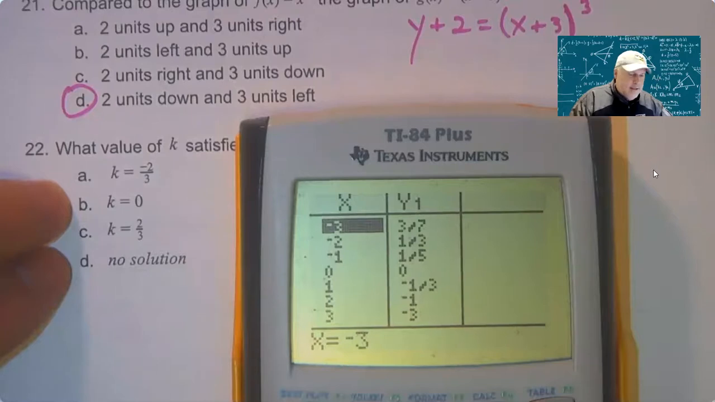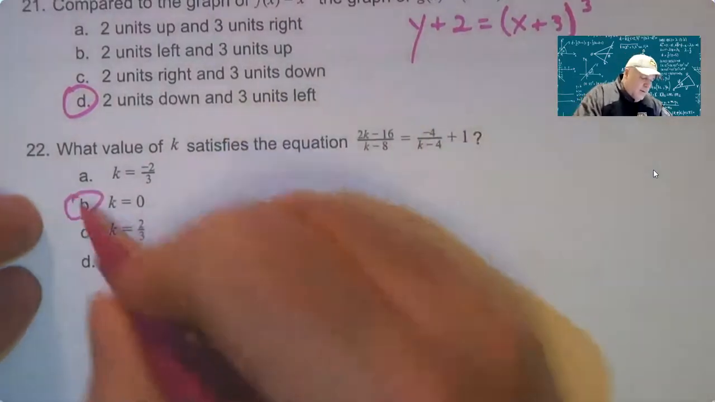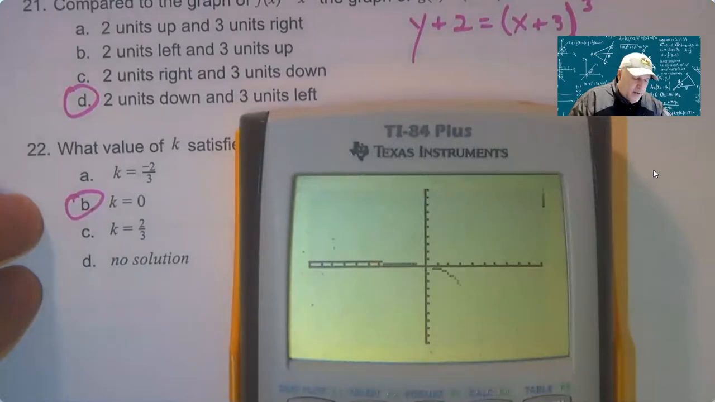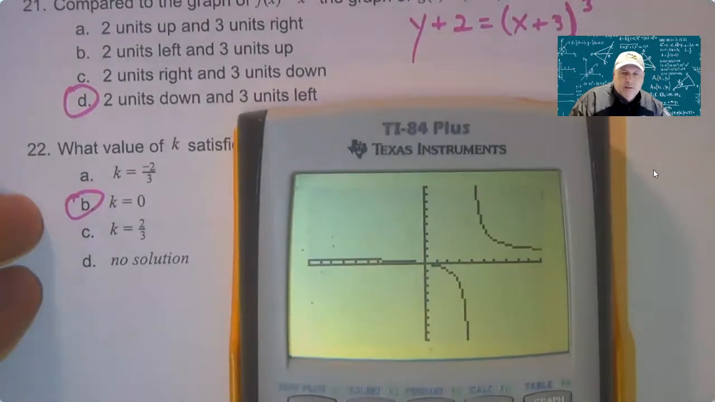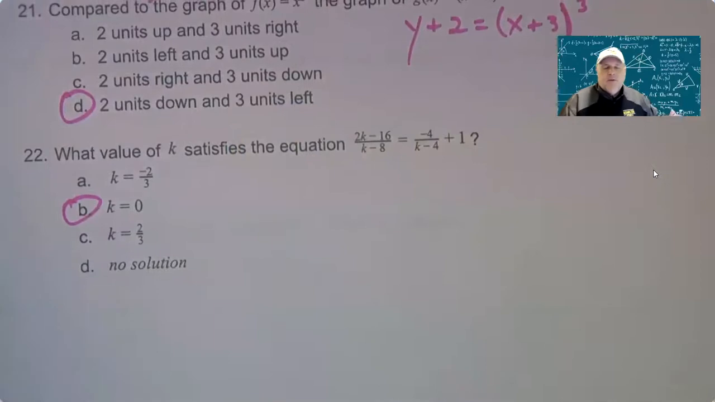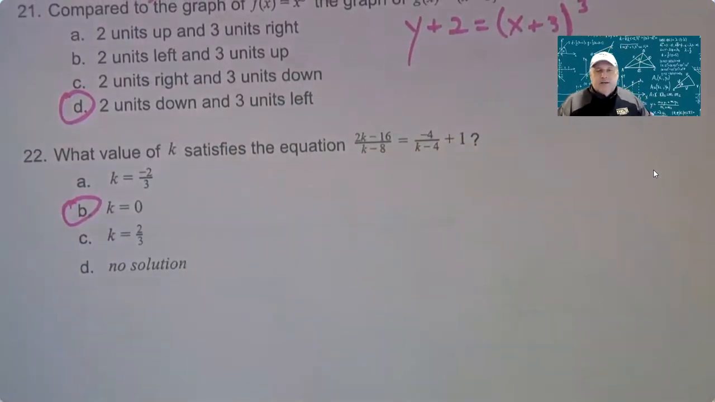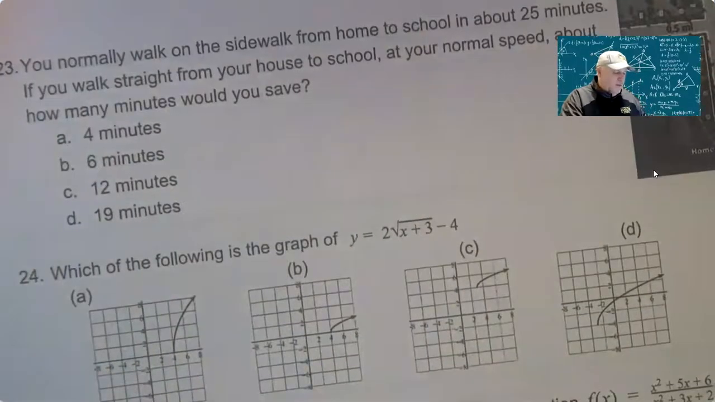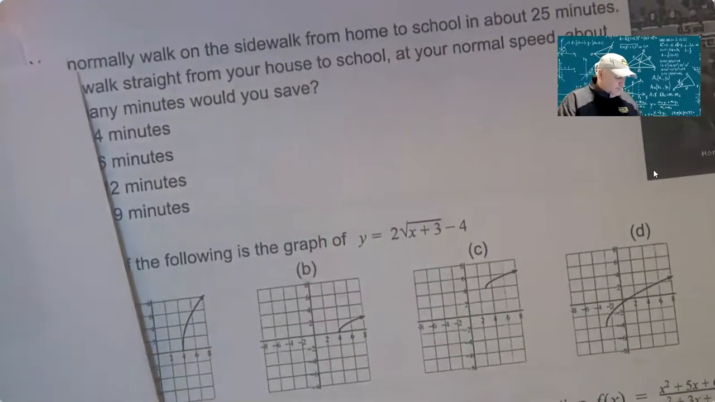So a lot of times I like table work. You could take a look at the graph to see where this is crossing the x-axis. That's where it is 0. That's a solution. Solutions are x-intercepts, except for imaginary solutions when dealing with quadratics. That's different. But real solutions are x-intercepts. Say it that way, I guess, and it will make more sense. You can do the work too.